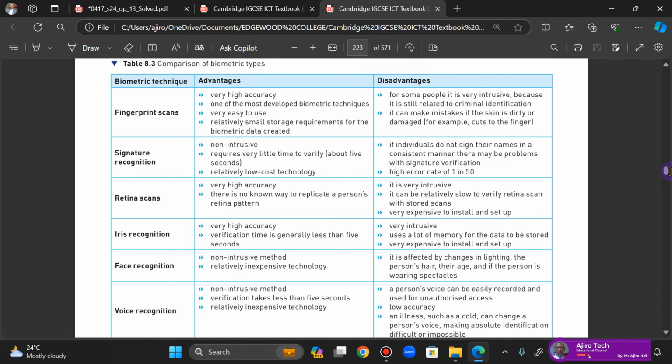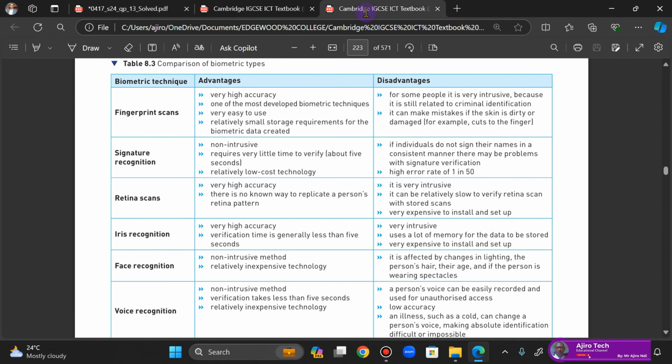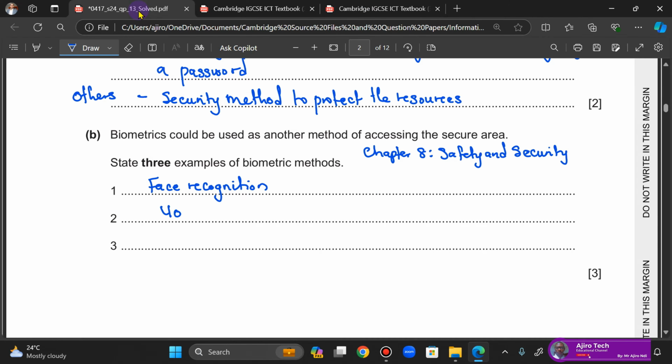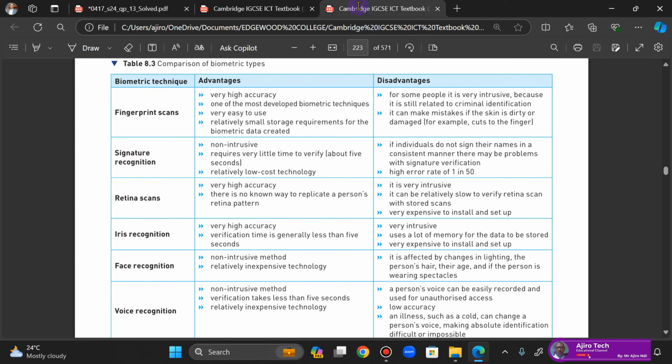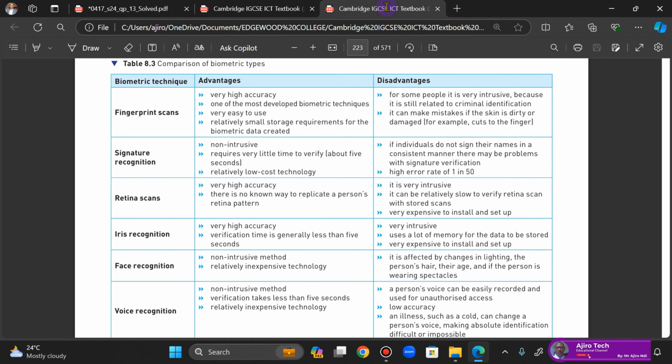So you can actually write that here. Examples of the biometric methods: we have facial recognition, face recognition, voice recognition, and iris recognition. Okay, so all this is very important.